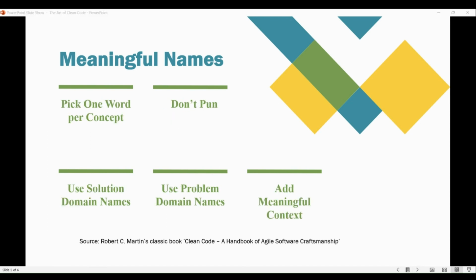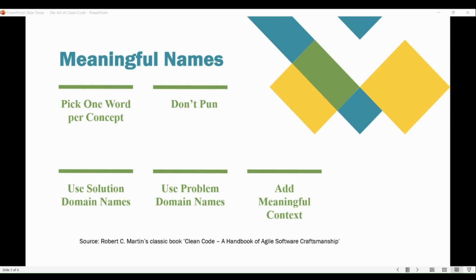The next point is pick one word per concept. So the idea is that ideally you should have one word for one abstract concept and then you must stick with it. Just name the things in a way that only by reading the name you will get to know what's the concept behind it.